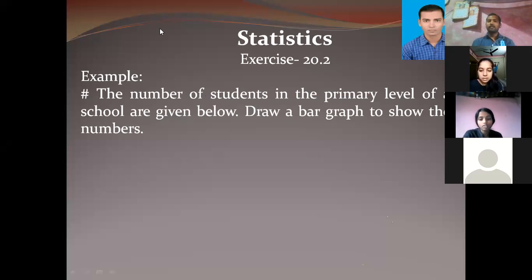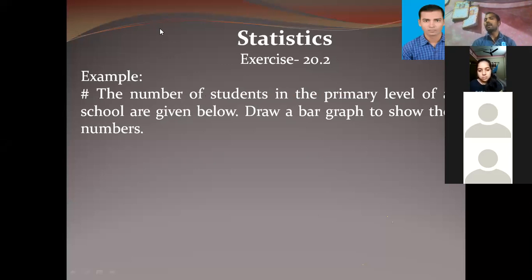The number of students in the primary level of a school are given below. There is only the number of students who are in the primary level of the school given, and we need to draw the bar graph for that number.